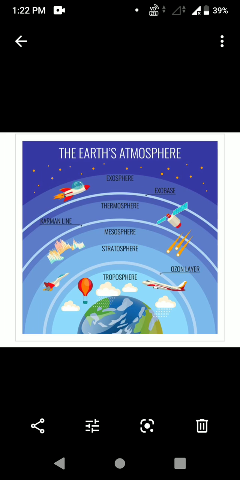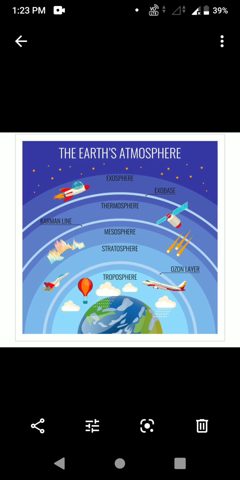There is another question also. Which layer is also called the homosphere? That is the thermosphere. Here, the upper portion of the thermosphere has uneven composition of gas and hence it is referred to as heterosphere. So, in the uppermost layer of this thermosphere, the gases are uneven. They are not distributed in a uniform manner. The lower portion only is uniform, so it is called homosphere. The upper portion is uneven and it is called heterosphere.